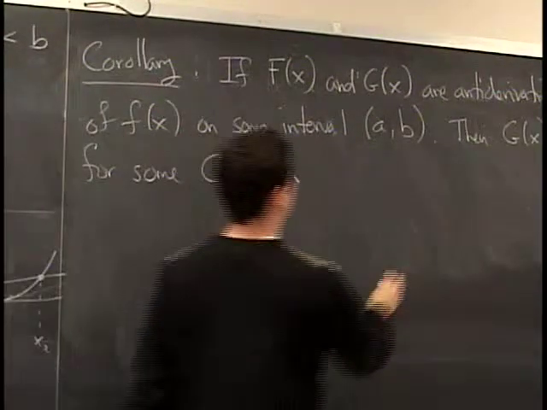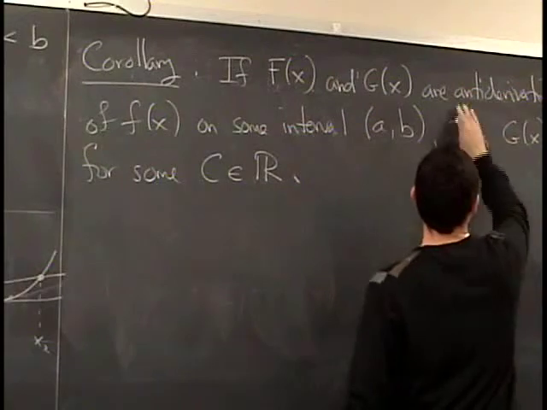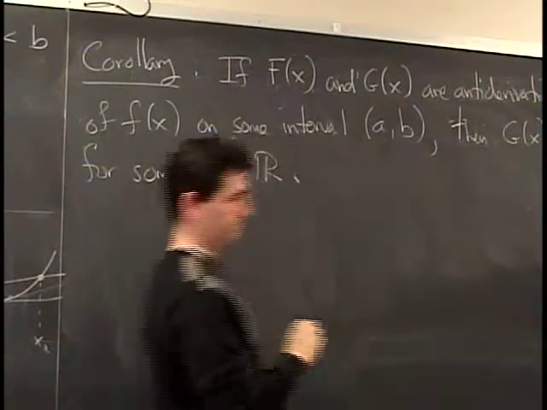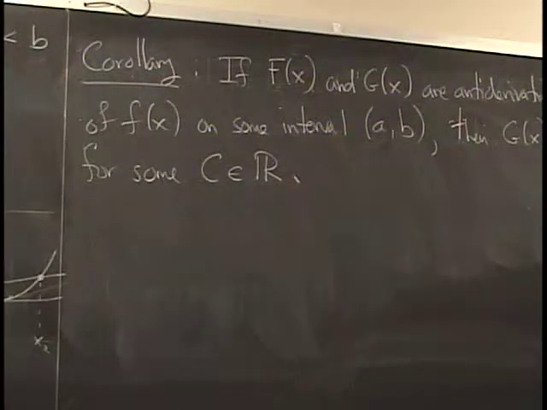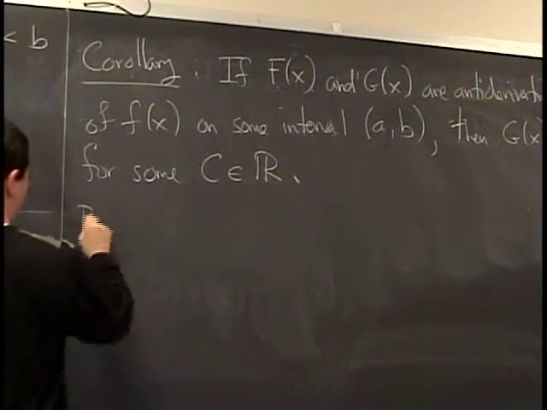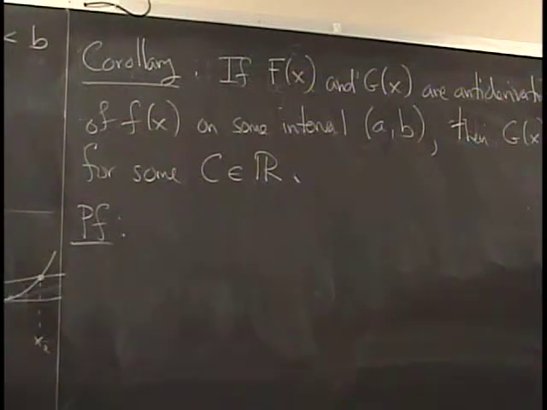Actually, I guess that's strictly speaking a comma, and that should be a lowercase t. Okay, so this is really what we want. Yeah, you have to deal with this up to a constant business, but there's only one up to a constant. So let's prove it. This proof is very easy.